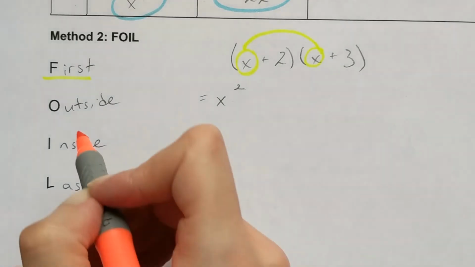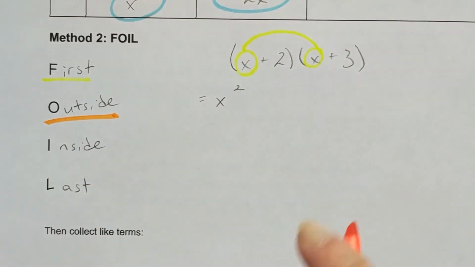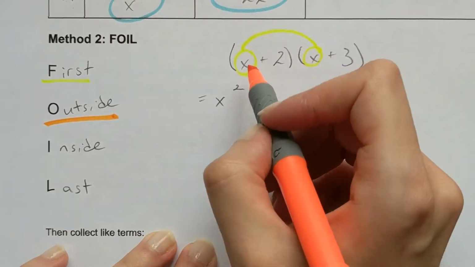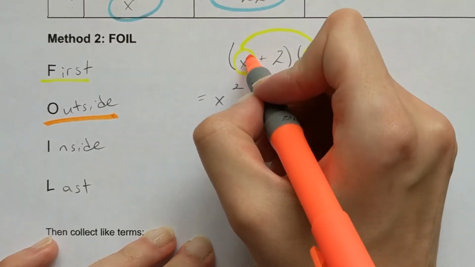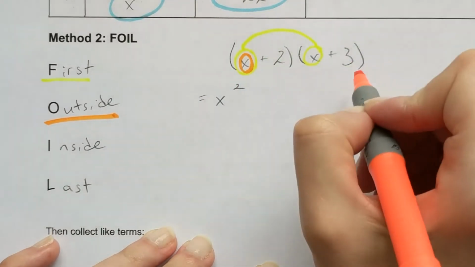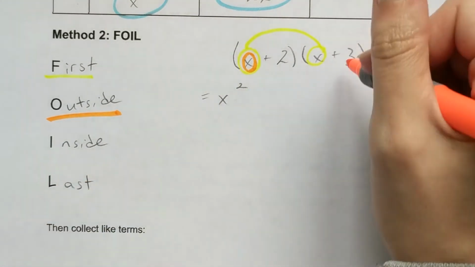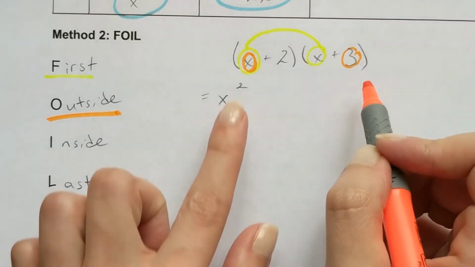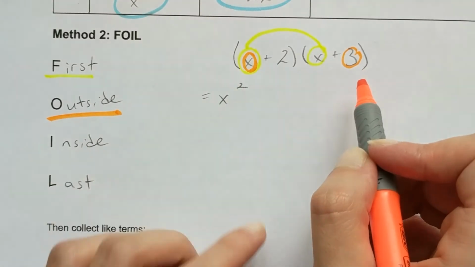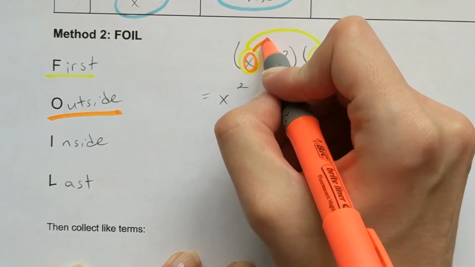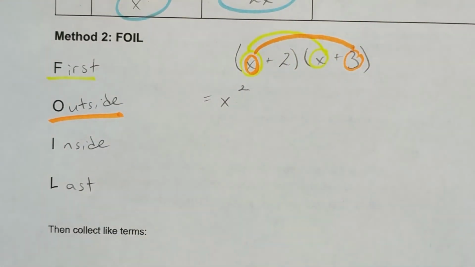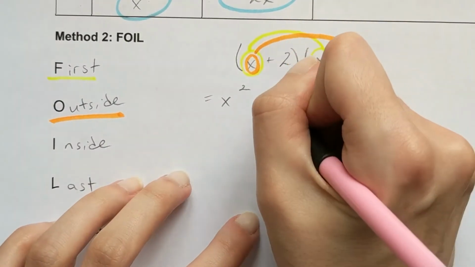Then we are going to do the outside terms. The outside term in my first bracket is the one on the left. The outside term on my right bracket is the one on the right. So you can see the outside of the equation. I'm going to multiply those together. X times 3 is 3x.